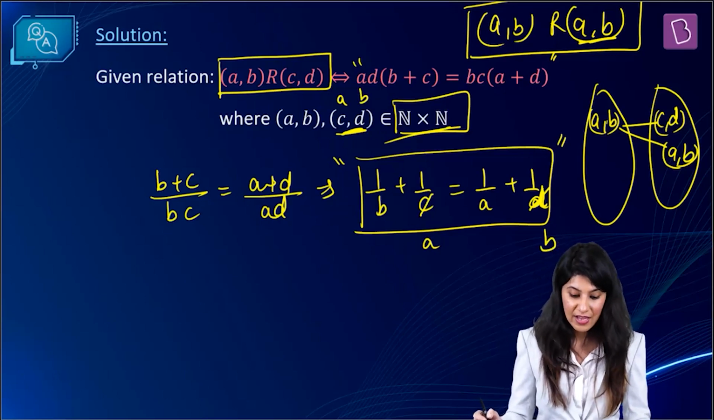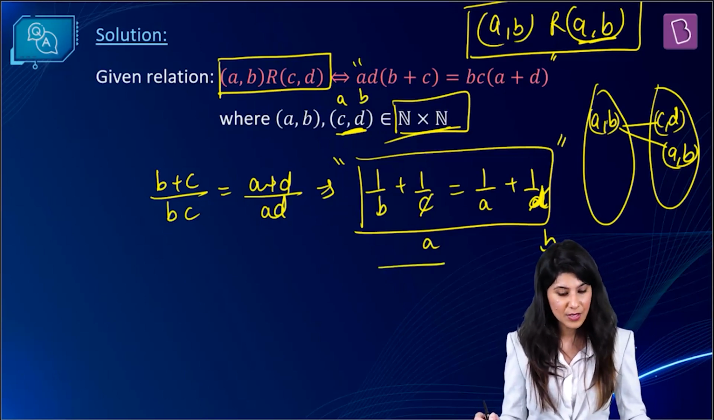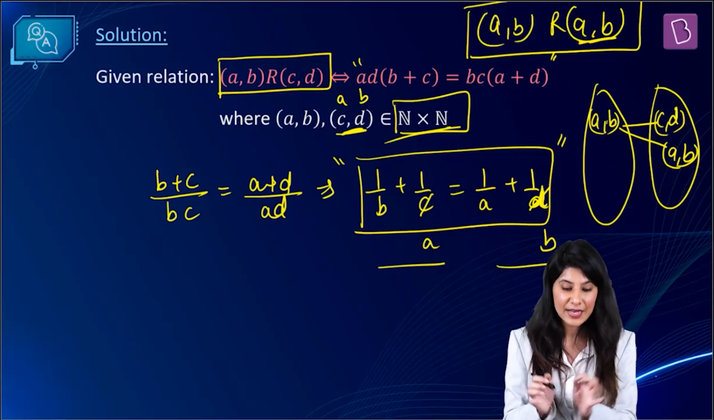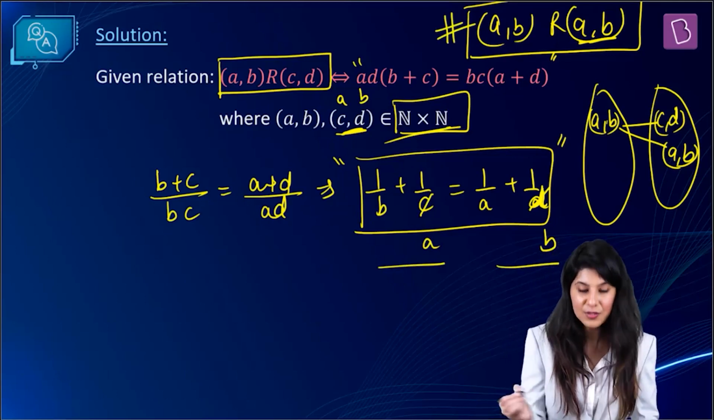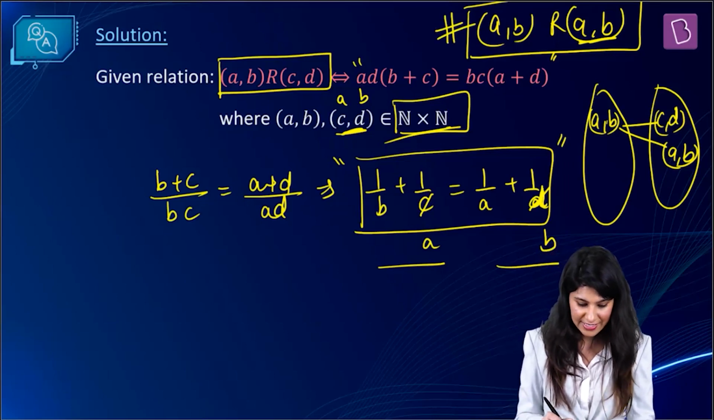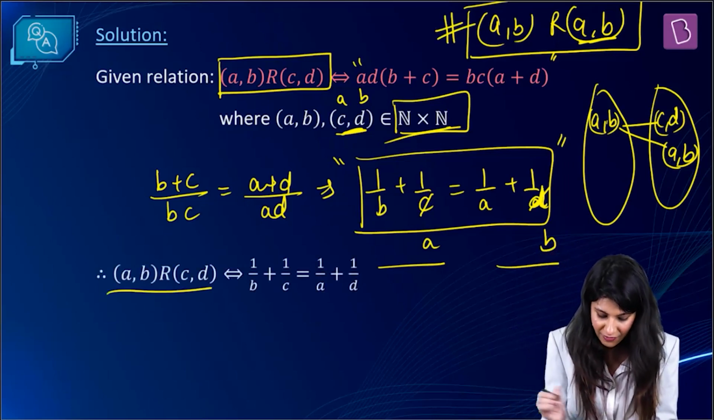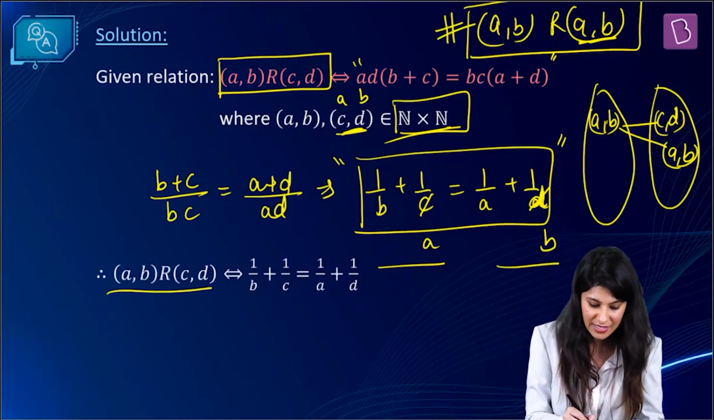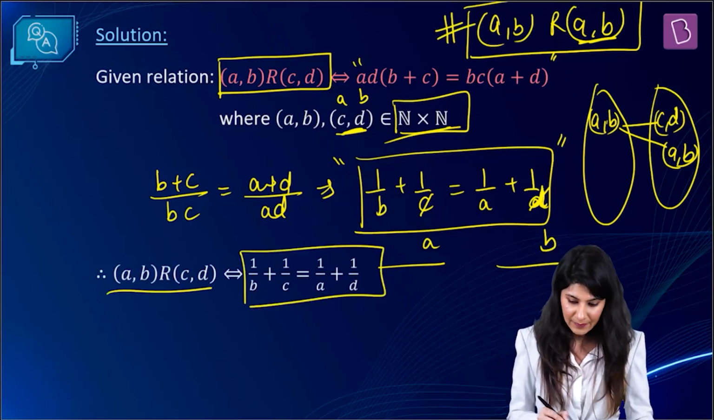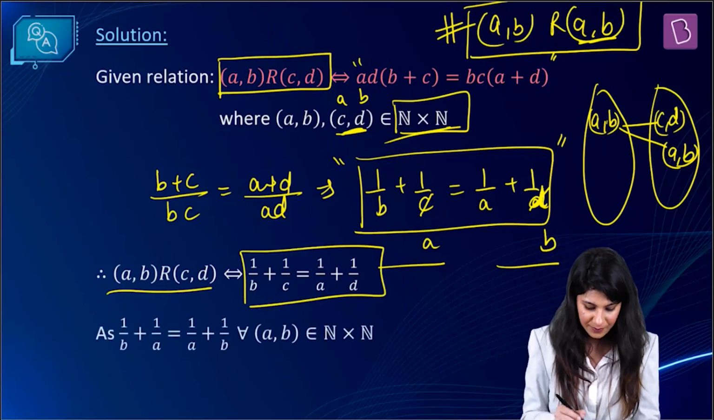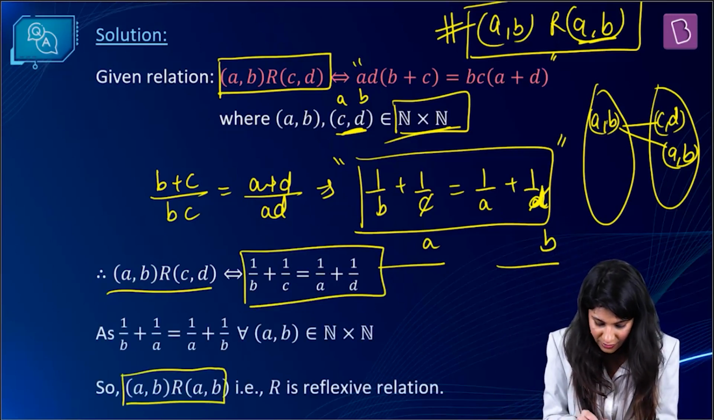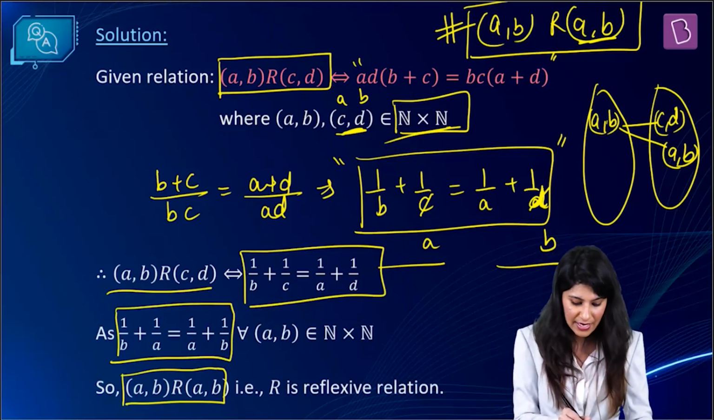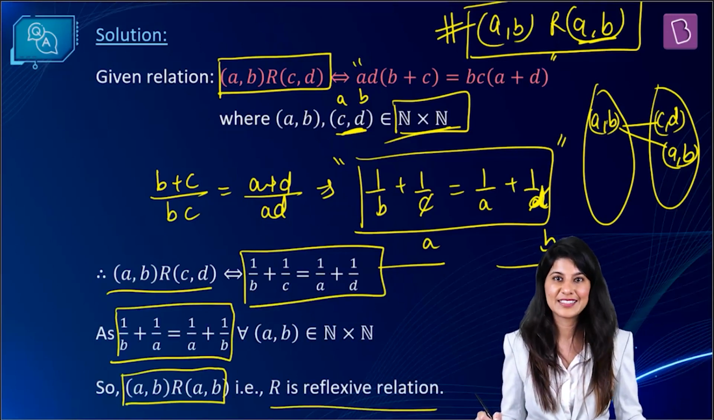So what do we have? We have 1/B + 1/A = 1/A + 1/B. That means this equality holds true. This is reflexive. Let's write it down. If (A, B) is in relation with (C, D), this means this equation is getting satisfied. Hence, if I talk about (A, B) related to (A, B), this equation will get satisfied, which is satisfying, by the way. R is a reflexive relation.